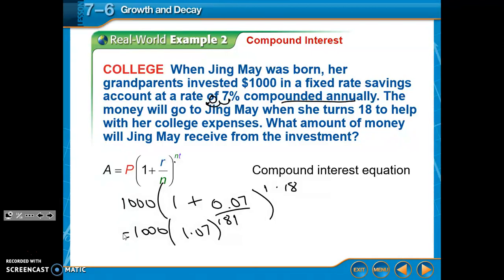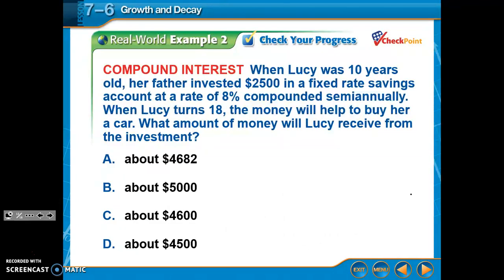And if we put that into our calculator, 1.07 to the 18th times 1,000, we're going to get $3,379.93. So this is how much money she'll have for college after she turns 18. Okay, you guys try this using the equation.